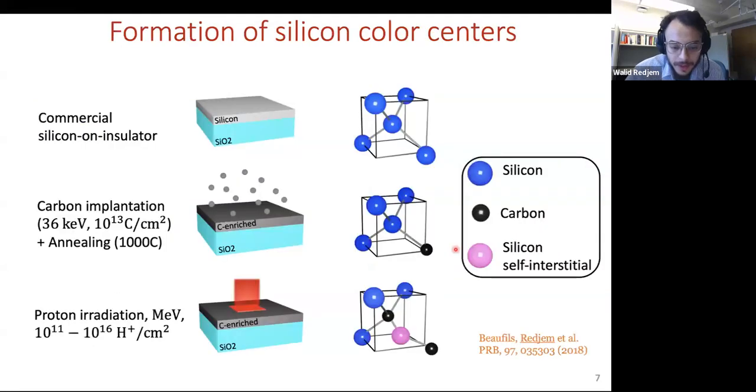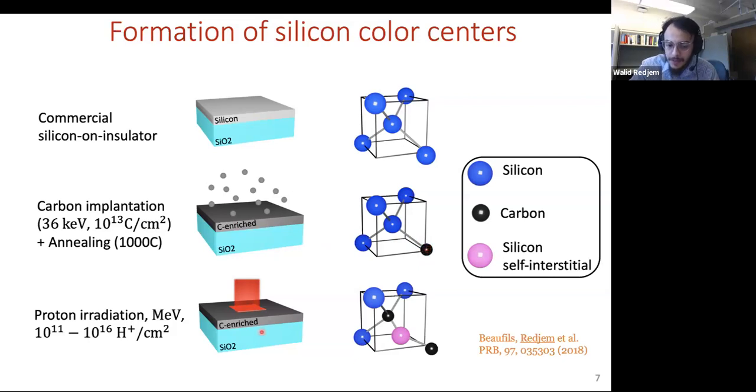So how do we fabricate them? We first start with silicon on insulator. Then we carbon enrich, so we carbon implant the silicon top layer with a given energy and given fluence, and then we anneal. So this will create an enriched layer with carbon substitutional.